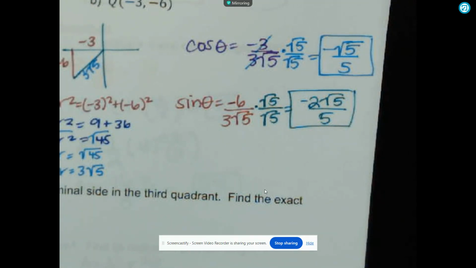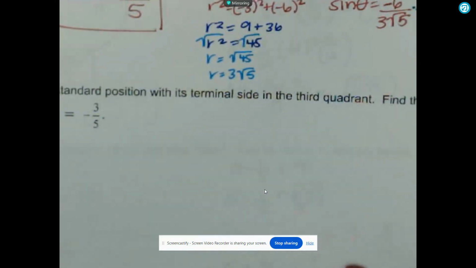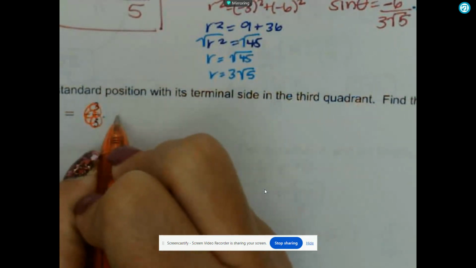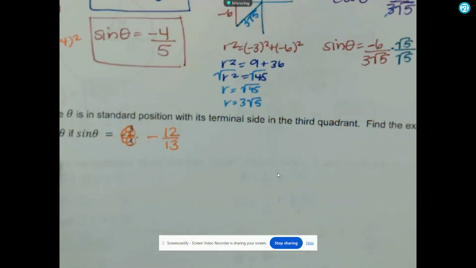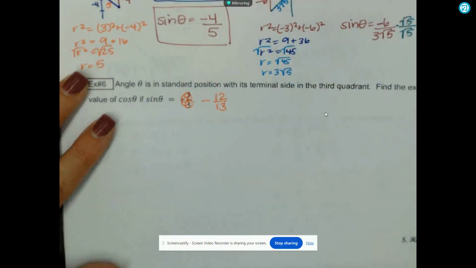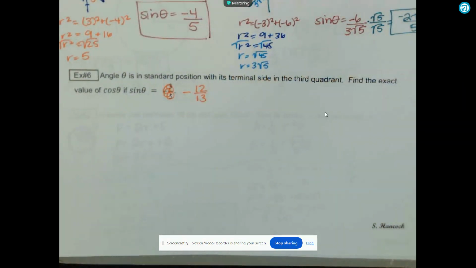One more. All right, again, make a change on here. Change that 3 over 5. It's going to be negative 12 over 13, because we've already done 3 over 5 in the previous problem, so we're not doing that again. All right. Angle theta is in standard position with its terminal side in the third quadrant.